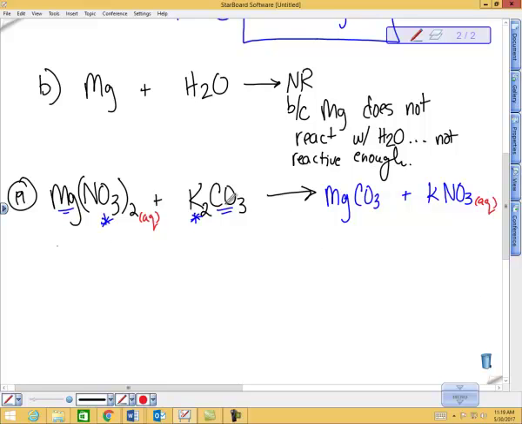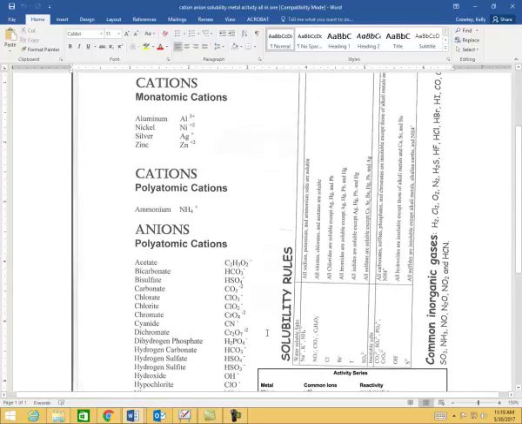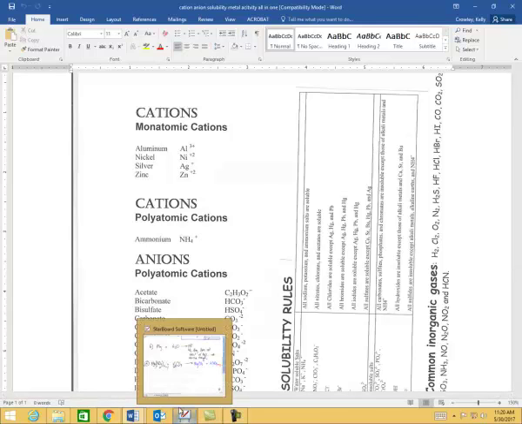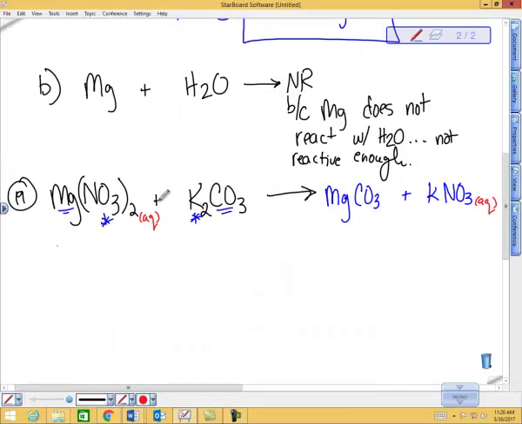All right. On carbonate, you can check him. The rule says all carbonates are insoluble except alkali metals. So let's see who we have attached here. You have potassium carbonate. Potassium is element 19. He's in the first family on the periodic table on the left-hand side. Those are your alkali metals. So he's going to be soluble.